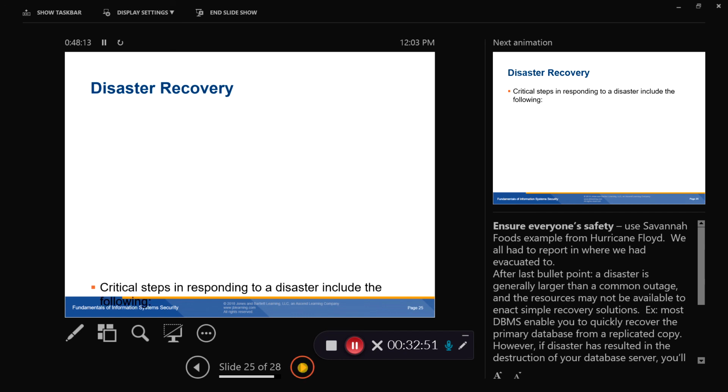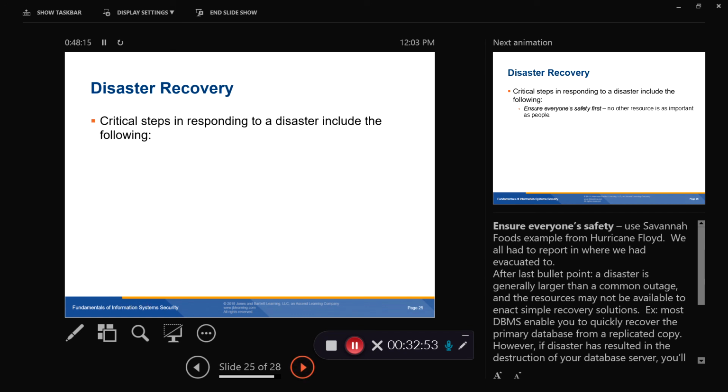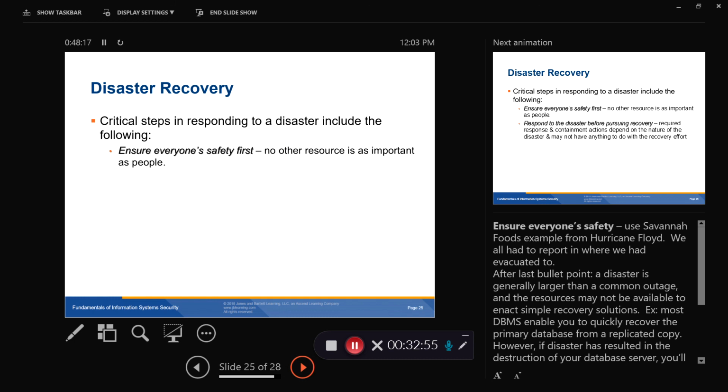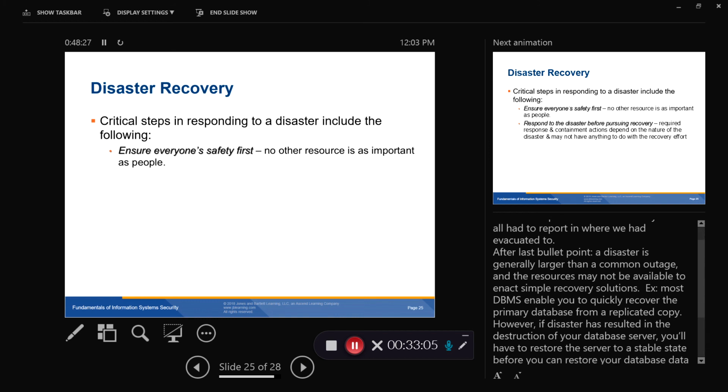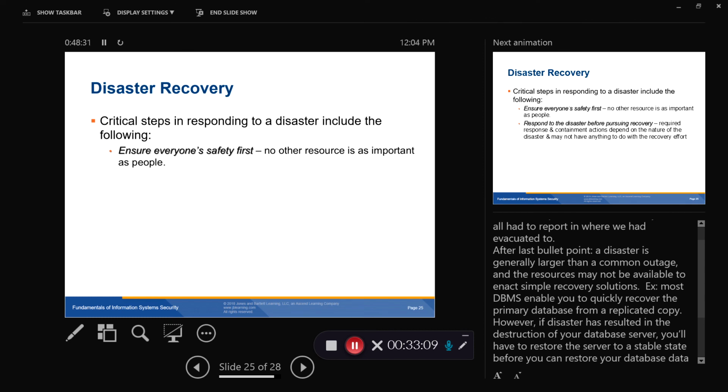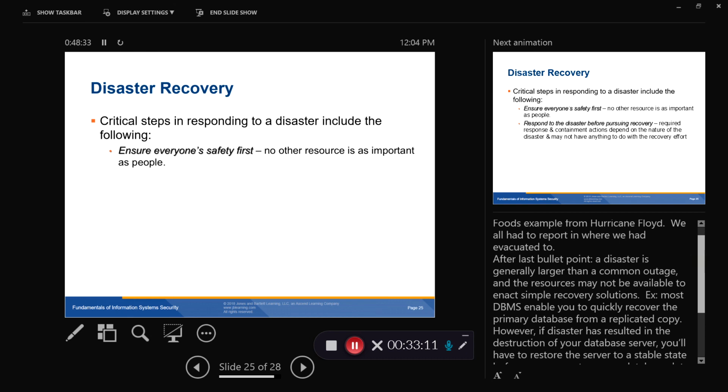So the critical steps in responding to a disaster include the following. Ensure everyone's safety first. No other resources are as important as people. Again, going back to Hurricane Floyd at Savannah Foods, once we had evacuated and gotten to where we were going, we had to report in to an 800 number and tell the corporation where we had evacuated to.